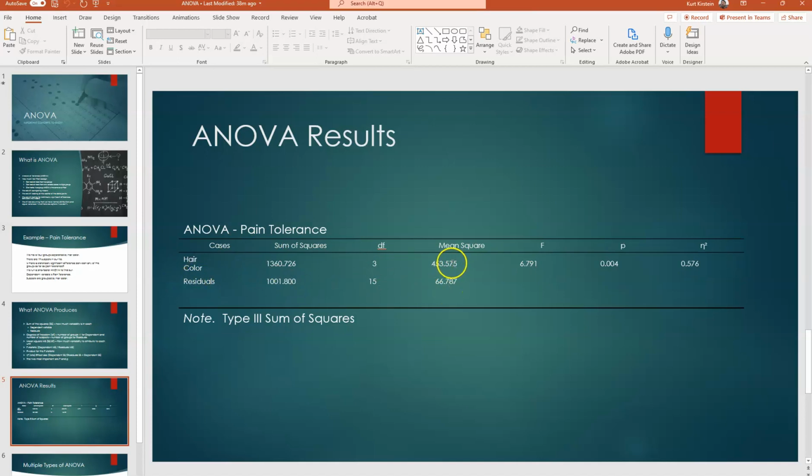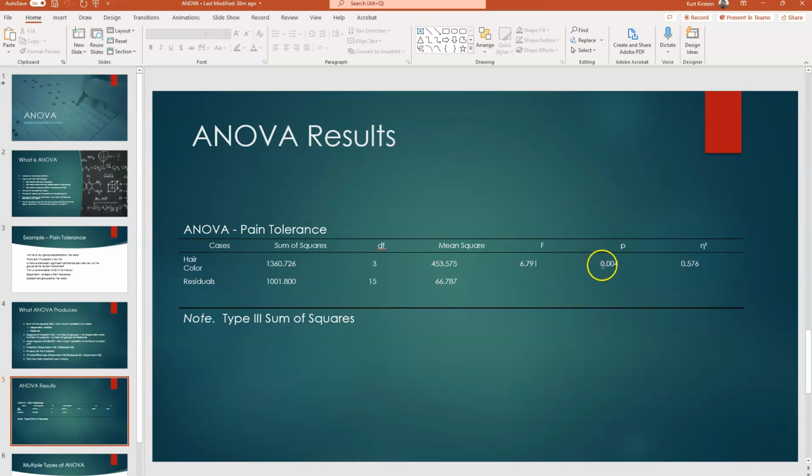In other words, we're taking the amount of variability, which we've converted using degrees of freedom sum of squares, and saying, okay, we have 453.575. We're going to divide that out by the 66.787 because this is so much higher than the residual mean square. We're going to get a fairly good favorable F statistic. So that's how we get our F statistic.